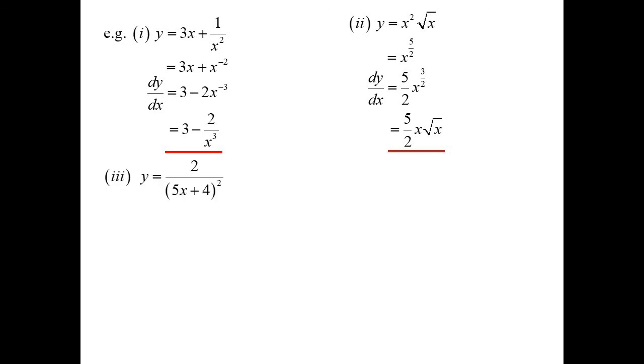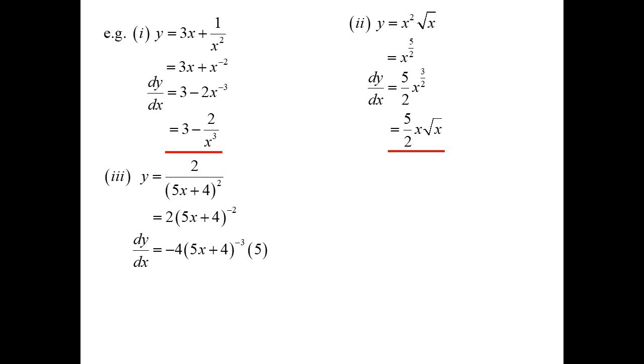So example number 3. This is where it's now good, because how would I have done this before? I couldn't have expanded out 5x plus 4 to the power of negative 2. So how would I have done it? Let's put it into index form. Guess what we get to use now? The chain rule. Bring down the power, so it becomes minus 4 after bringing down the power. Lower the power, minus 2 becomes minus 3.